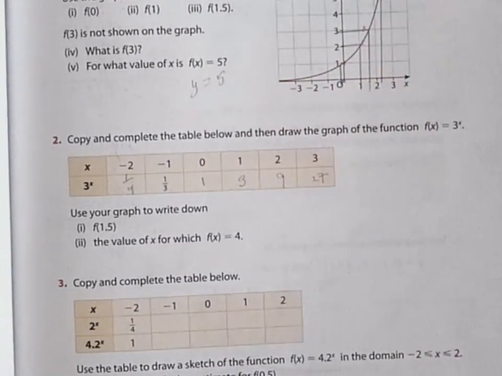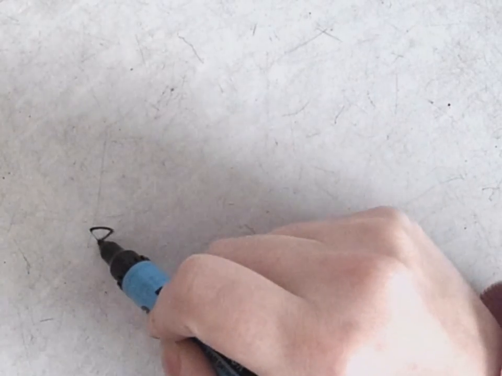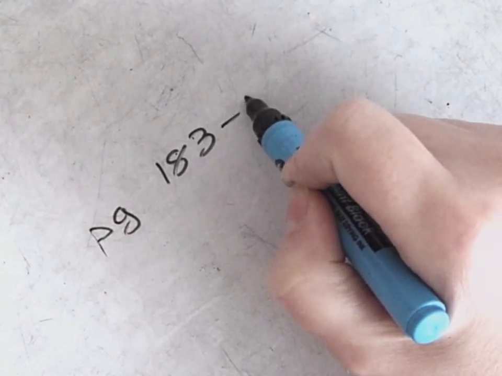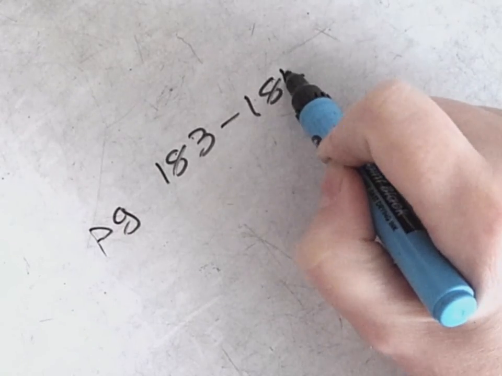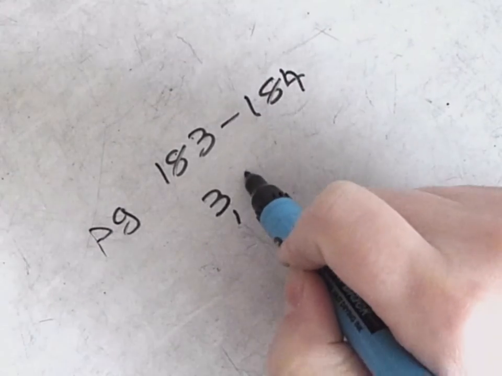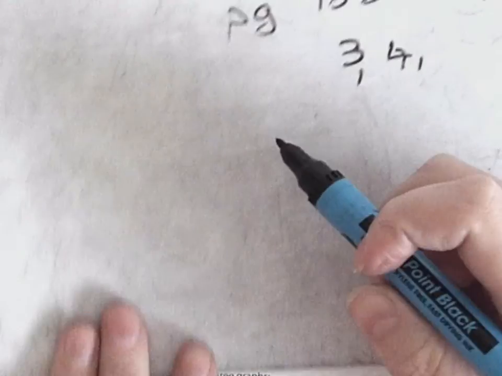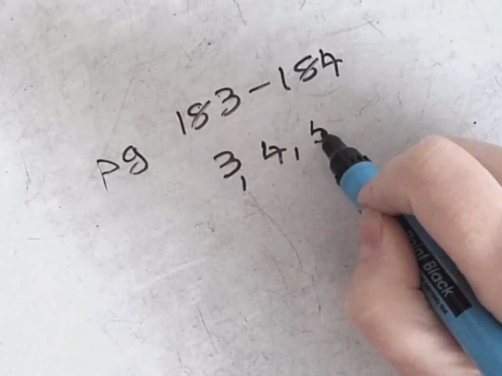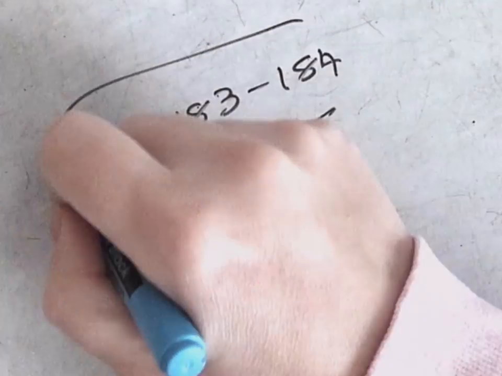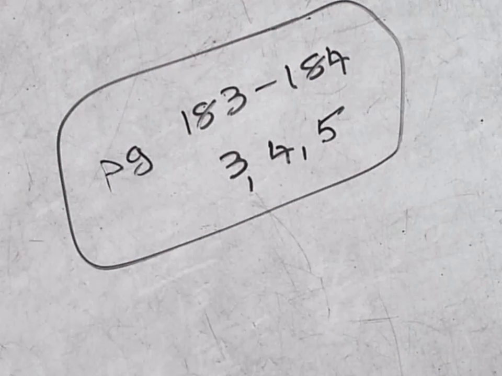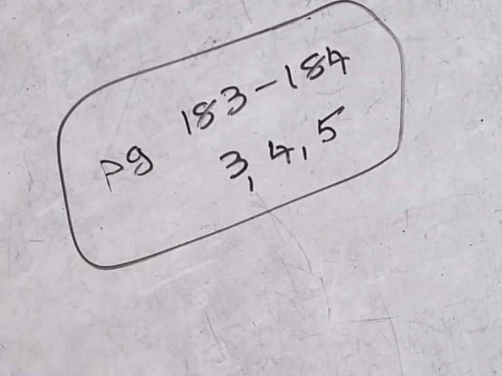So I'm going to leave you off now, and you're going to do page 183 to 184, and you're going to have a go at 3, 4, and 5. Okay? And we'll have a Zoom class tomorrow again, okay? So 3, 4, and 5, page 183 to 184.